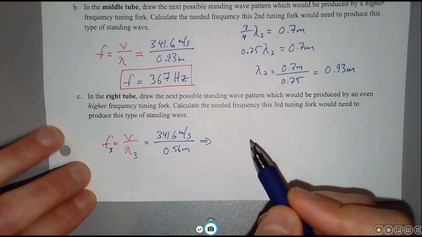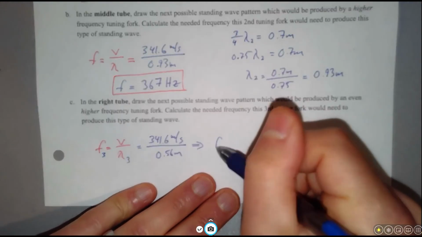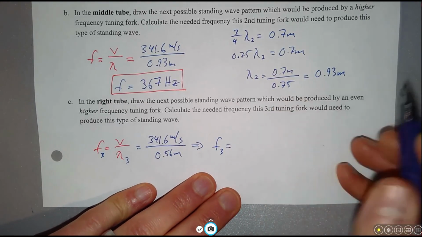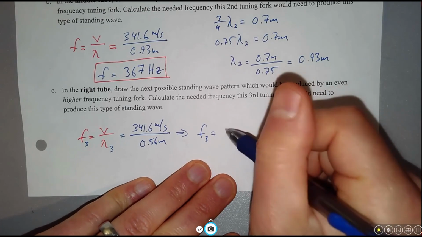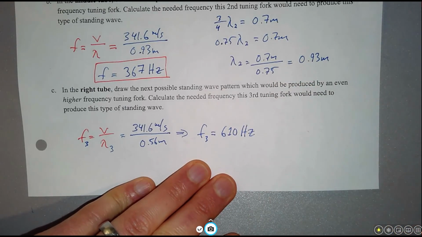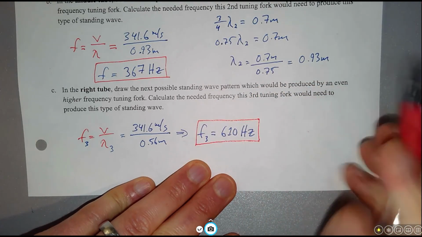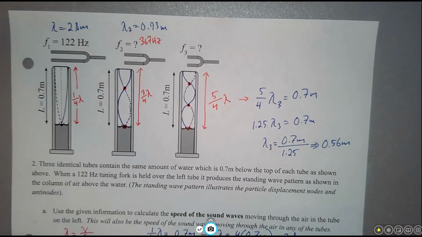It's 341.6 divided by 0.56 meters. We get that the frequency of the third tuning fork would need to be about 610 hertz, which is another higher possible frequency that would create a standing wave inside of that same length column of air.